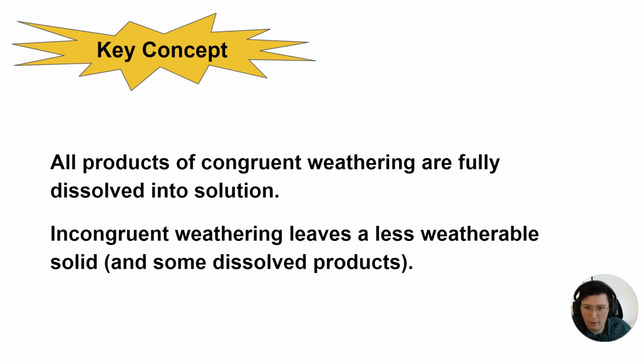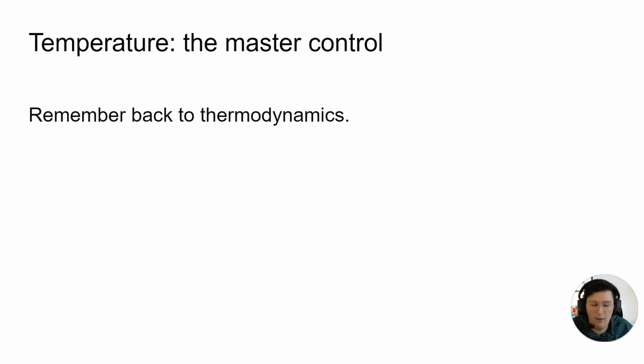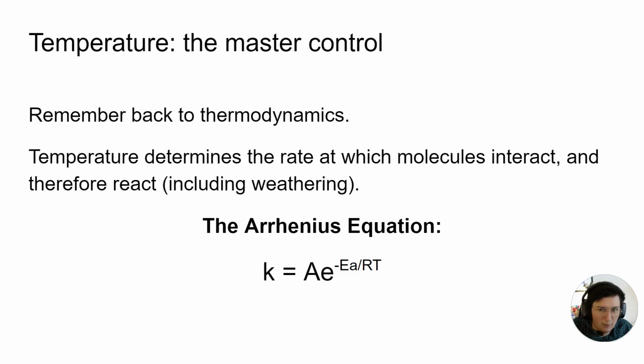So let's get more into some of the controls on weathering. The big one for that is temperature. If you remember back to our thermodynamics lectures, the rate of all chemical reactions is determined by temperature, because temperature describes the movement of those molecules, and those molecules need to be moving around to smash into each other and react, and weathering is no different. That is described in the Arrhenius equation, which just says that as temperature increases, so too will reaction rate.